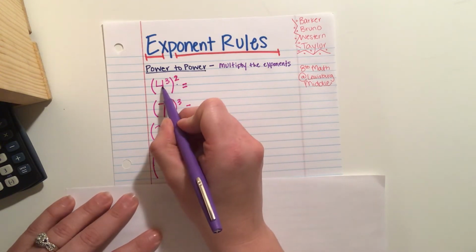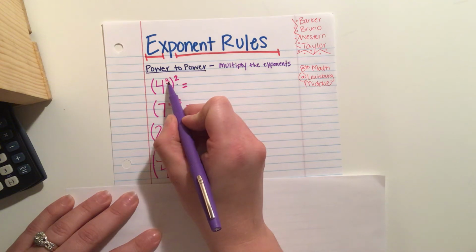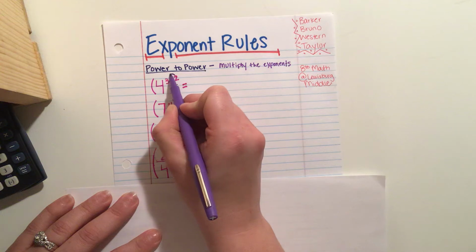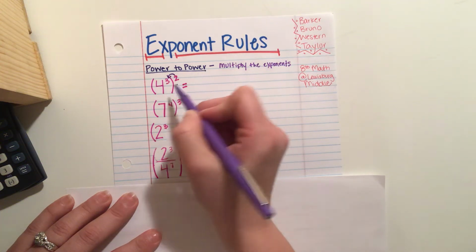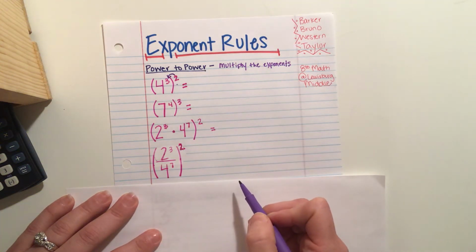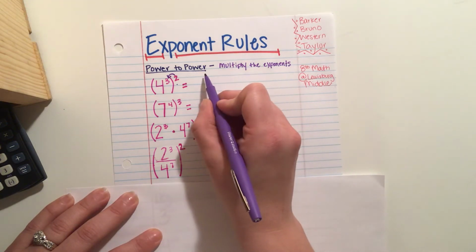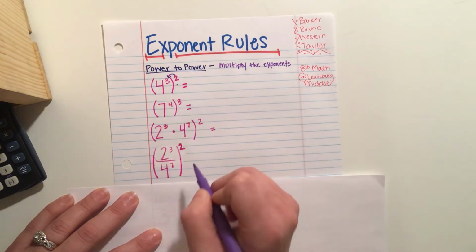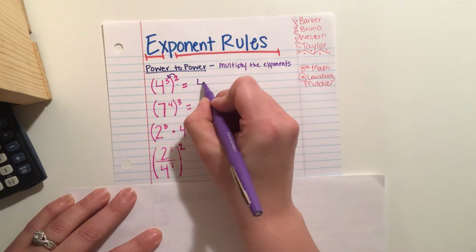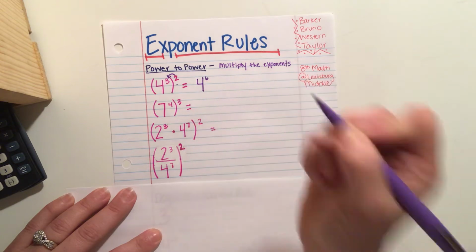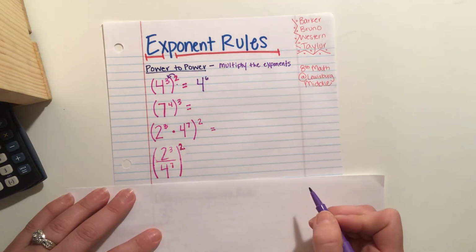I have a 4 to the third power, and all of this is raised to the second power. So that 2 basically gets backwards distributed just to the 3. It doesn't go to the base. It only goes to the exponent. And you multiply it. Anytime it's power to power, you multiply. So 4, 2 times 3 is 6. So 4 to the 6th power is your answer there.